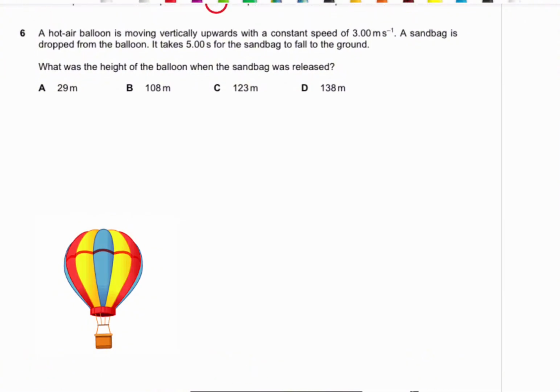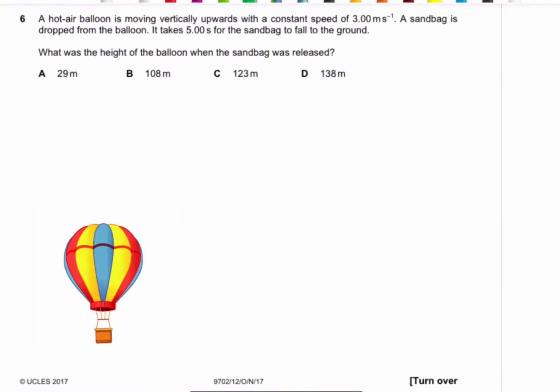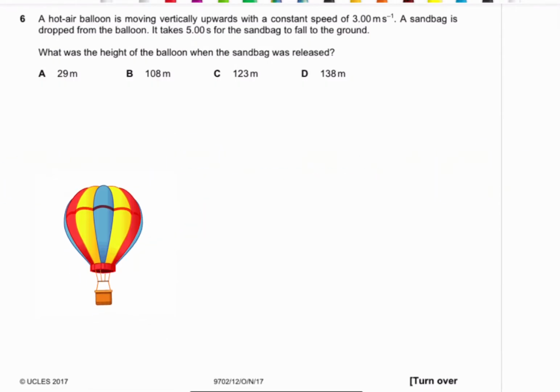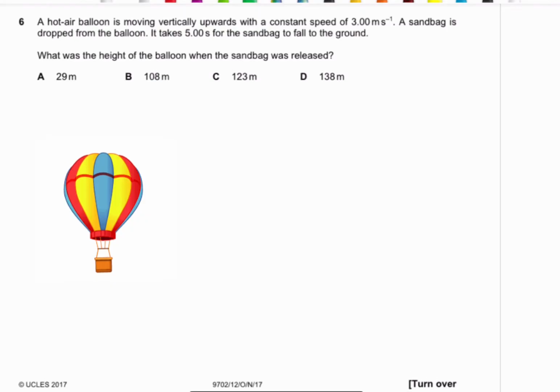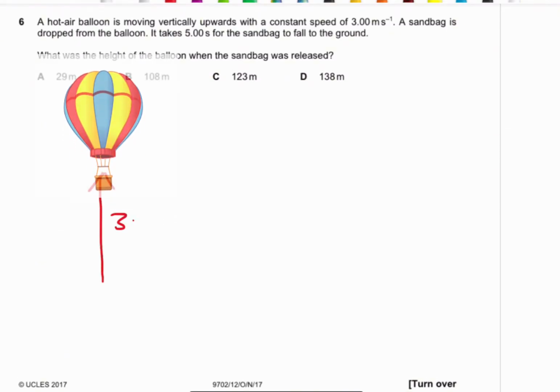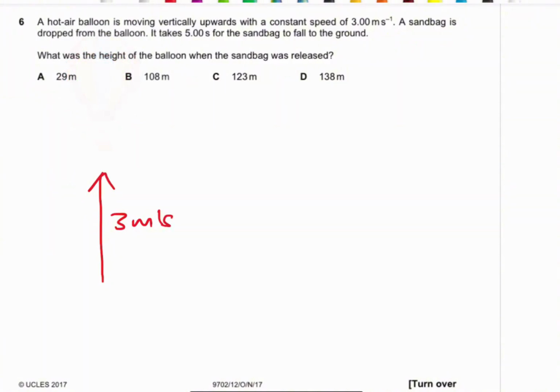A hot air balloon is moving vertically upwards. So that's a hot air balloon, as you can see over there. And we're told that it's moving vertically upwards at a speed of 3 meters per second. A sandbag is dropped from the balloon, right? So the balloon reaches a certain point. This is basically our hot air balloon, that's our sandbag, and the sandbag is going to fall down.